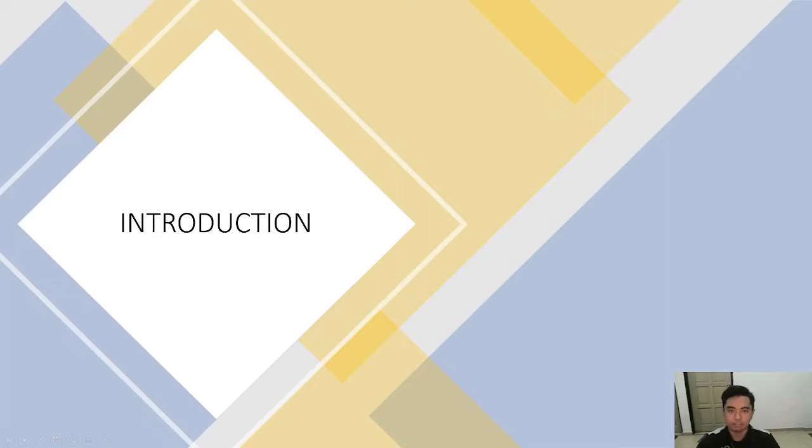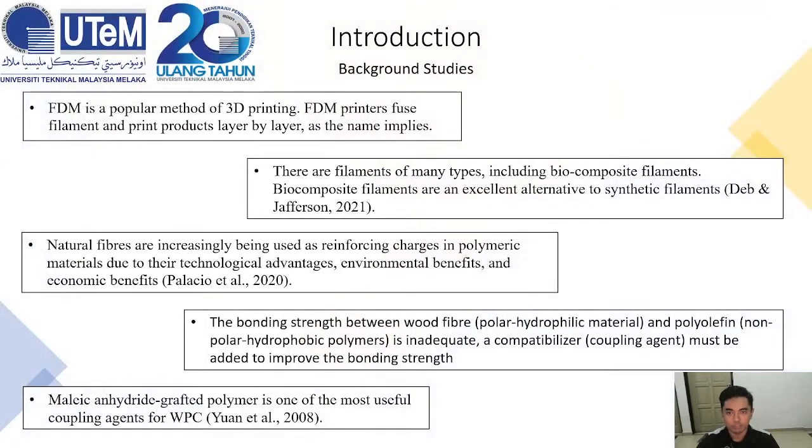Now I will explain the introduction of this research. For the background study, FDM is one of the additive manufacturing, which is AM. FDM refers to fused deposition modeling. FDM is a popular method of 3D printing. The function of FDM is the printer prints the product layer by layer by using the filament material.